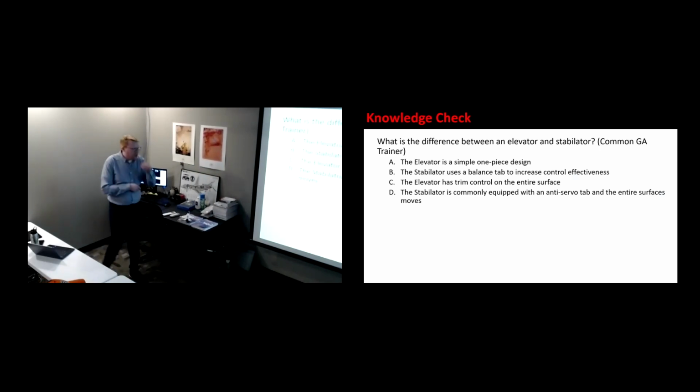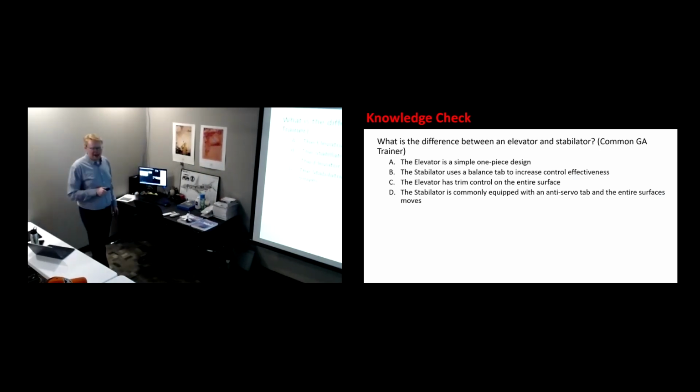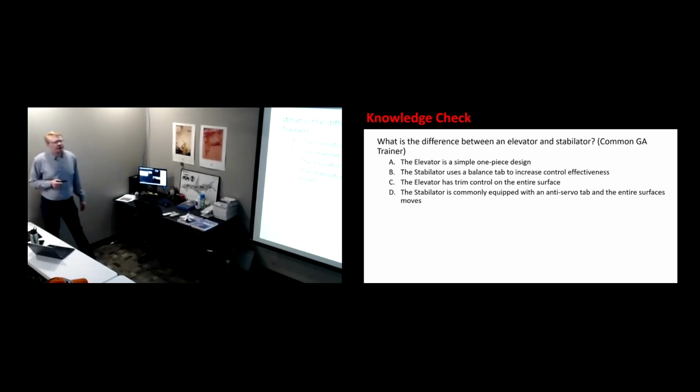Okay, ready for it now. I'll check if anyone online can answer this. What is the difference between an elevator and a stabilator? A, B, C, or D?